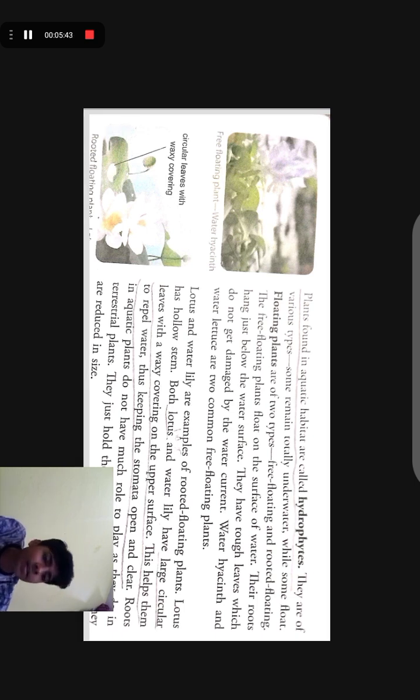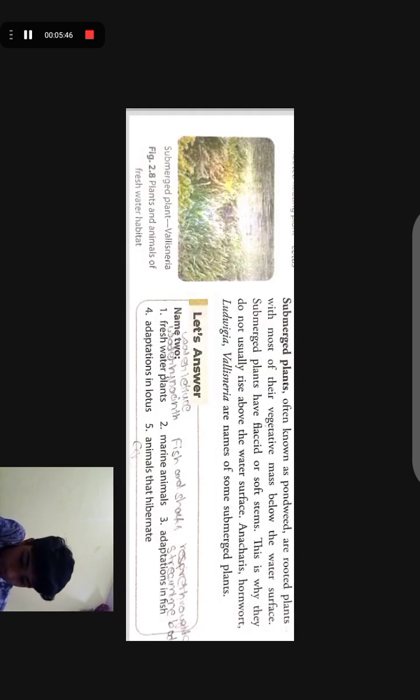Now we are going to learn about submerged plants. Submerged plants, often known as pondweeds, are rooted plants with most of their vegetative mass below the water surface. Submerged plants have a flaccid or soft stem. This is why they do not usually rise above the water surface. Anacharis, hornwort, Ludwigia, Vallisneria are names of some submerged plants. In figure 2.8, you can see the submerged plant Vallisneria.